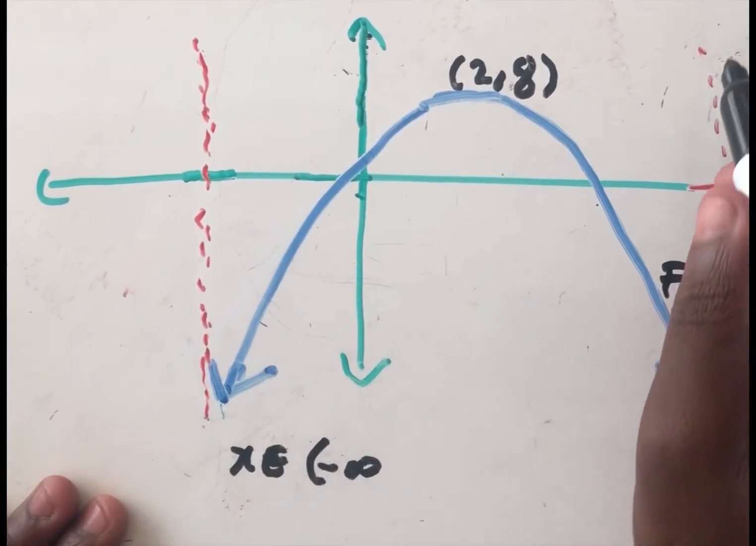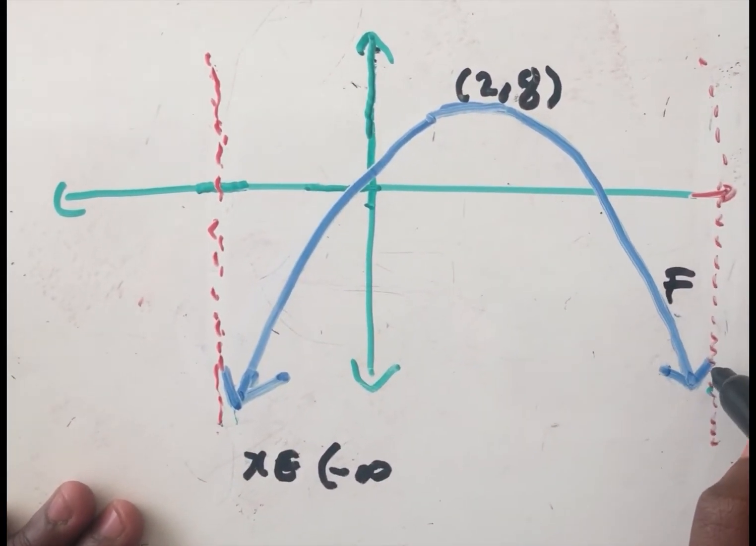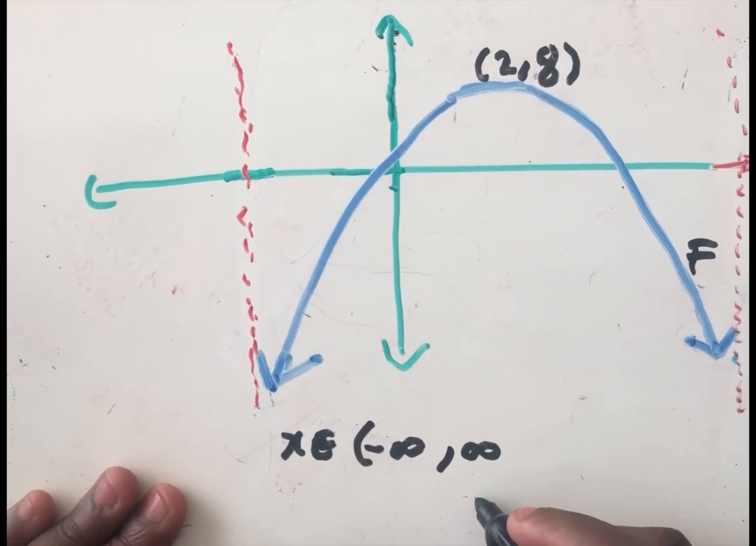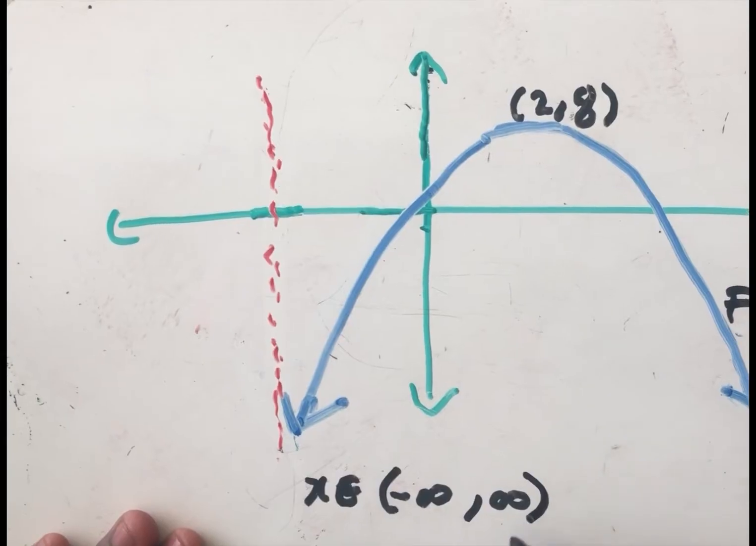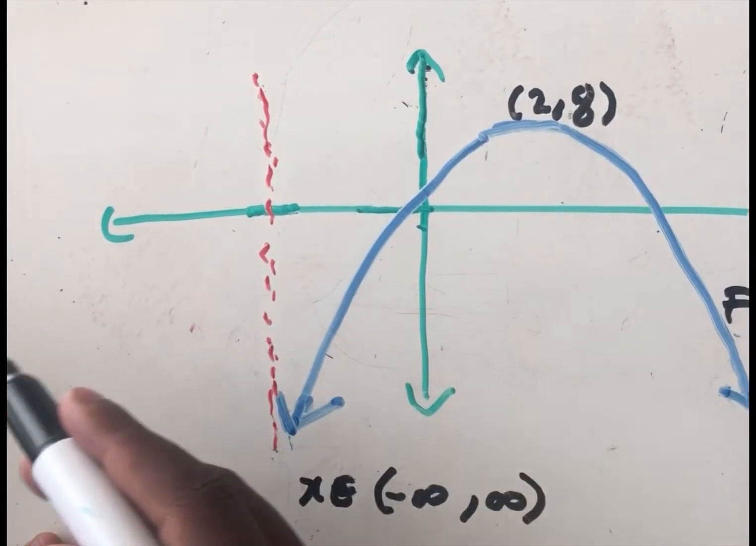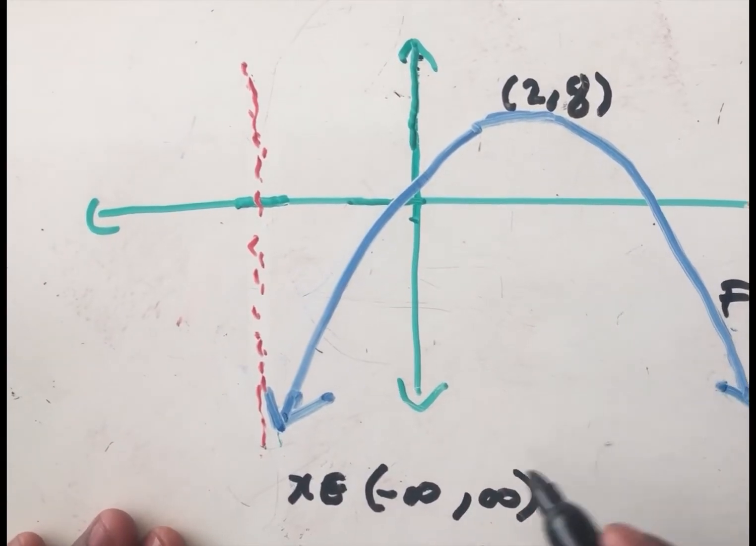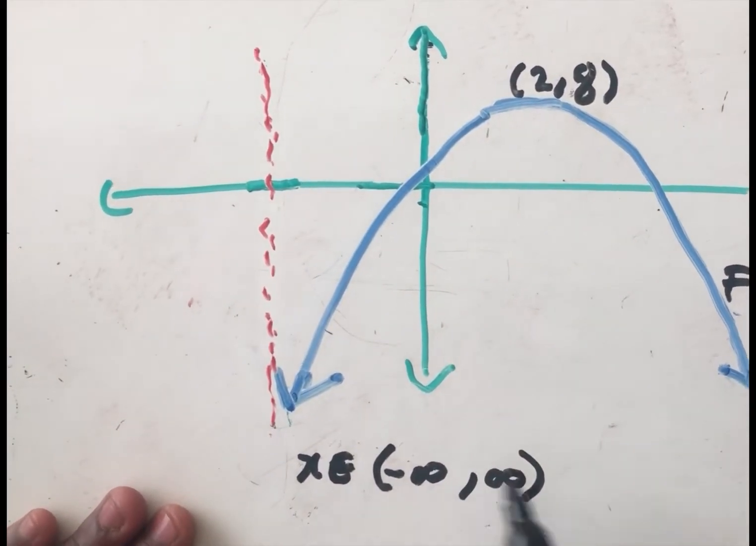You see, it will go all the way. So where does it end? It also ends at an arrow, meaning that the end part is infinity, right? So infinity always has a curved bracket. On this side, because the x values are negative, we have negative infinity. On this side, the x values are positive, so we have positive infinity. So we're done. That's the domain.